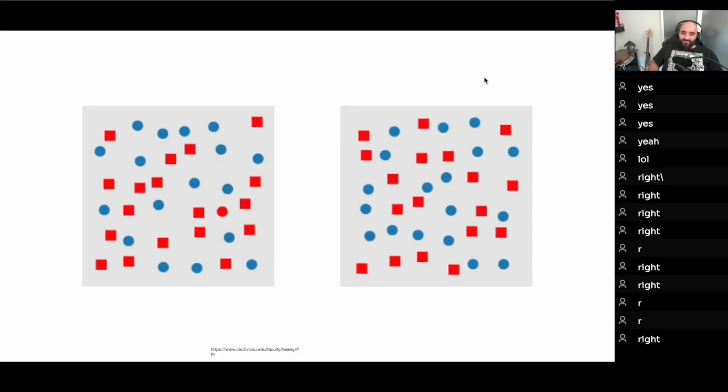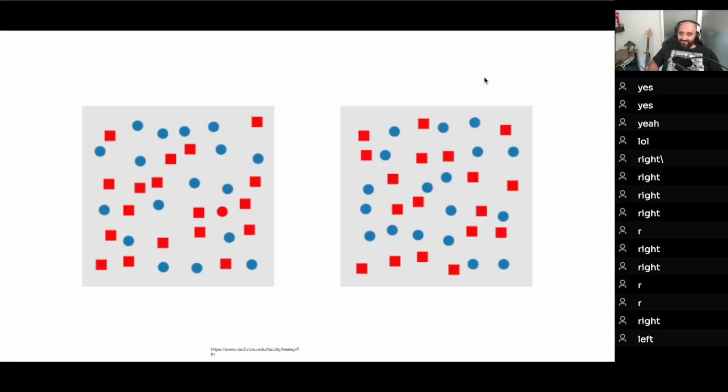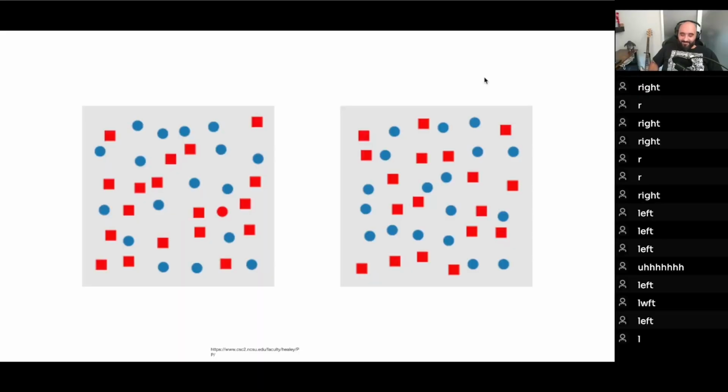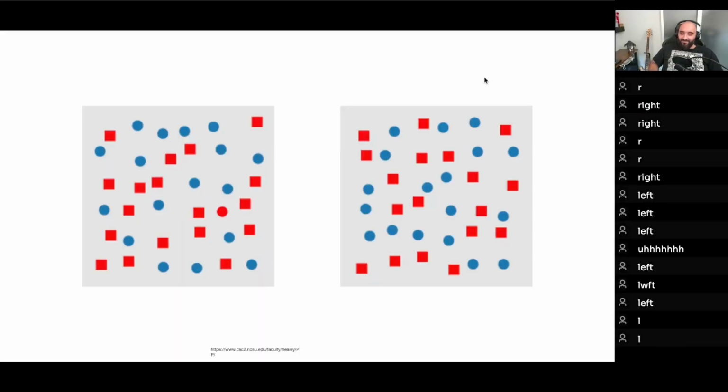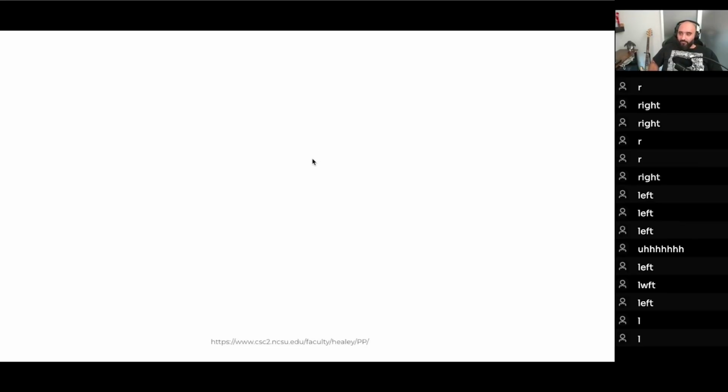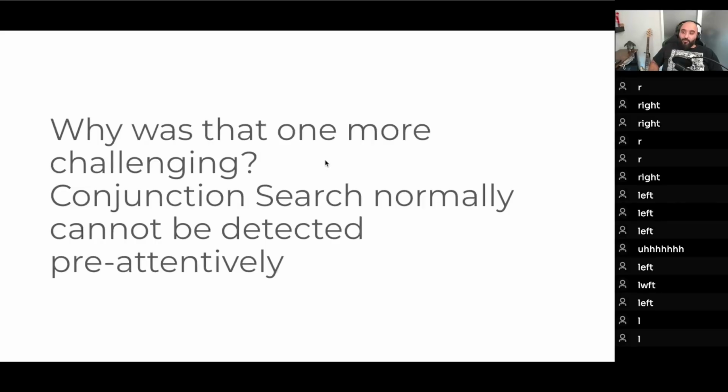How about this? Yep. This is harder because you have to detect multiple things. You have to filter color and you have to filter shape and you have to look at two things. You have to compare both sides. This is pretty post-attentive. This is hard. Why was that one more challenging? Because conjunction search normally cannot be detected pre-attentively, when you want to do a comparison of two superimposed features, right?